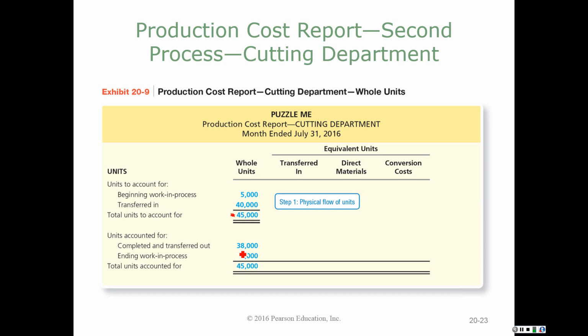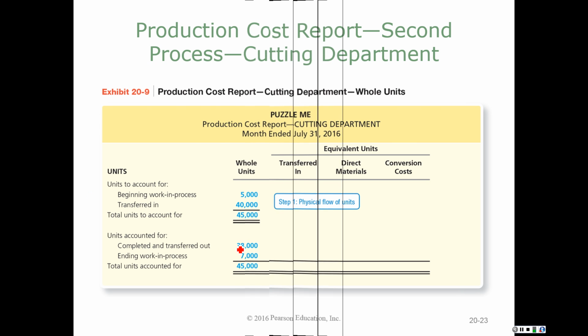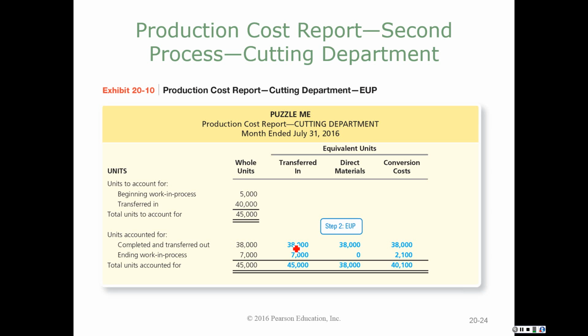If they've been completed and transferred out, then they have 100% of their materials and 100% of their conversion cost. And so they are the equivalent of 38,000 completed units. So they have all of their material costs, they have all of their conversion costs if they are being completed and transferred out, so that means they're 100% complete. On the other hand, we can see that 38,000 complete, all the costs that were transferred in, all the materials, all the conversion costs, they are complete.